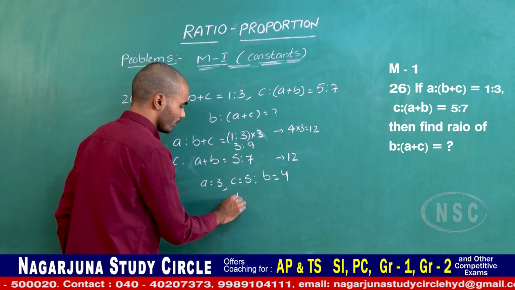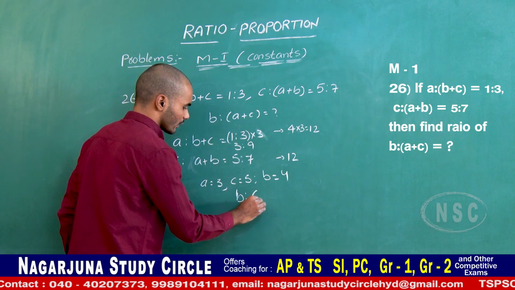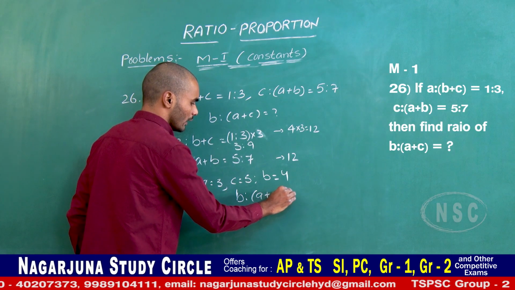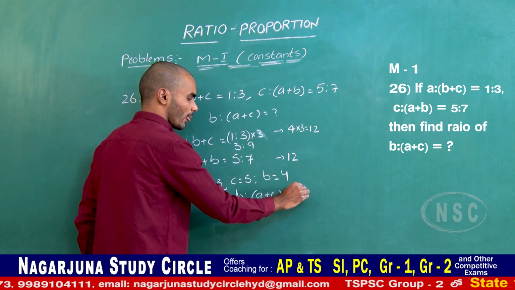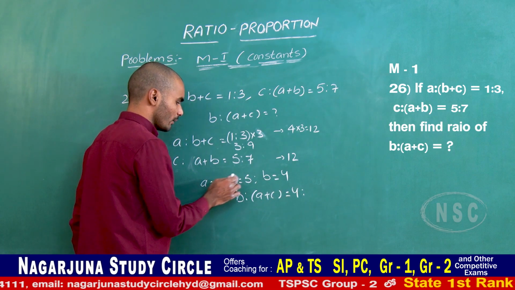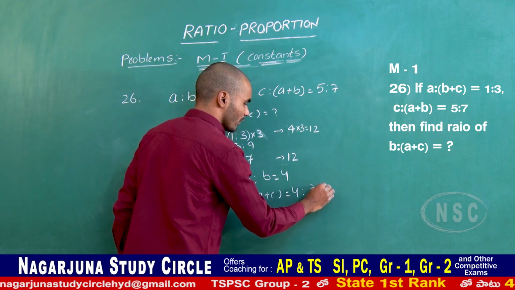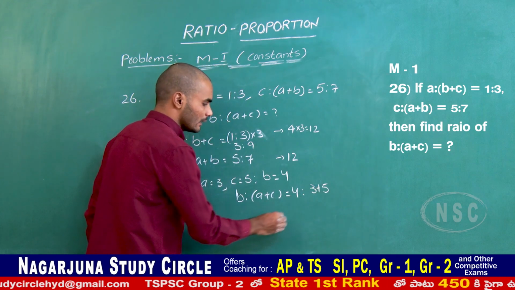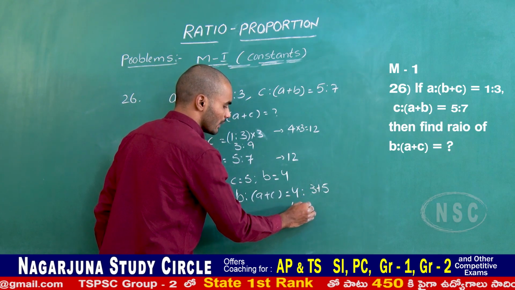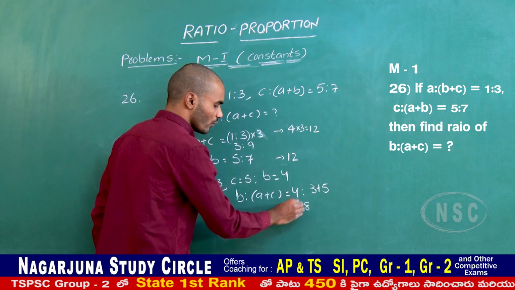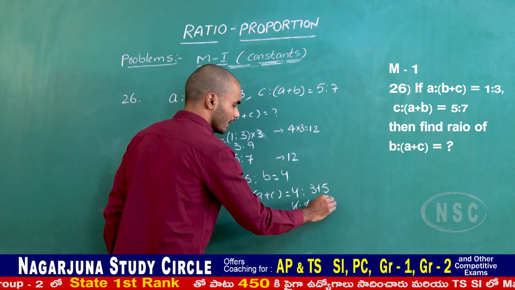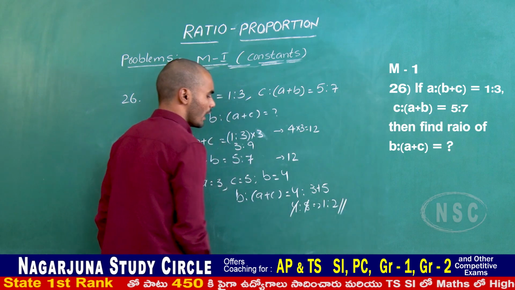B is to A plus C. B value is 4. A plus C value is 3 plus 5. It means 4 is to 3 plus 5, which is 8. 4 1s are 4, 4 2s are 8. 1 is to 2 is the answer.